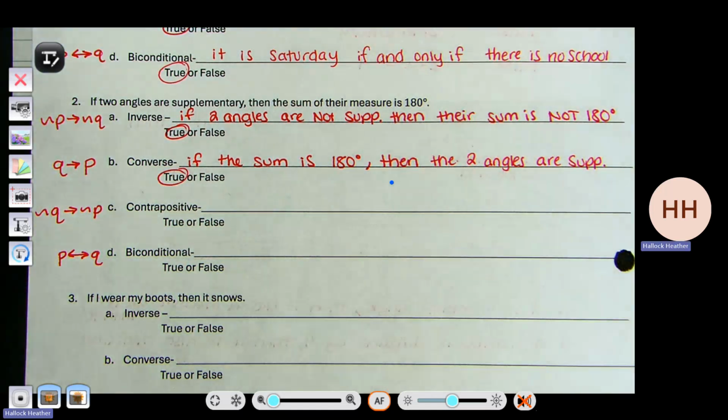It's supplements. Yeah. Put sub for supplementary. I put if the sum is not 180. That's fine.